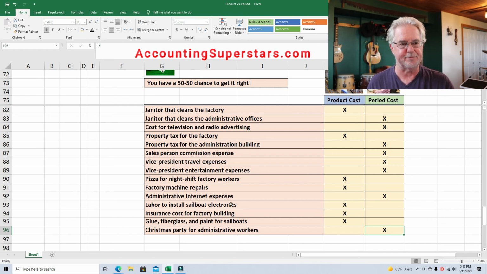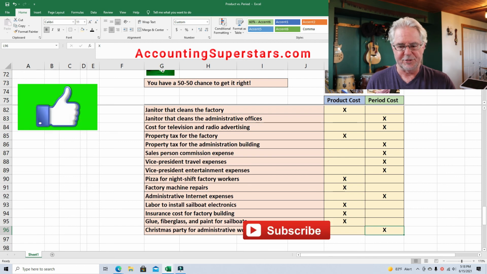So in a nutshell, everything that happens inside the factory is considered a product cost. Outside the factory is a period cost, but it's not so much the physical location. It's really more of a concept of what's going on. Product cost more specifically is the people building boats, okay? What it takes to actually build a boat. And the period costs, those are more like support people or auxiliary activities.